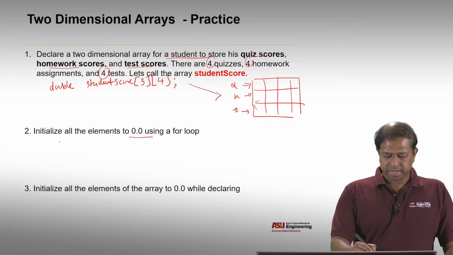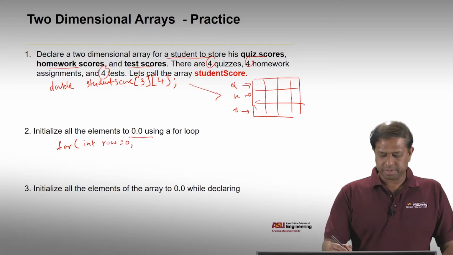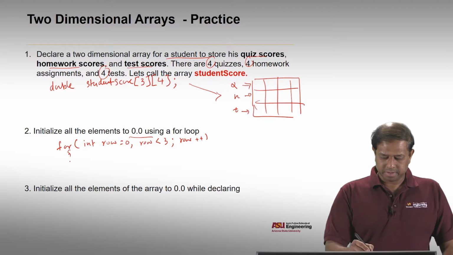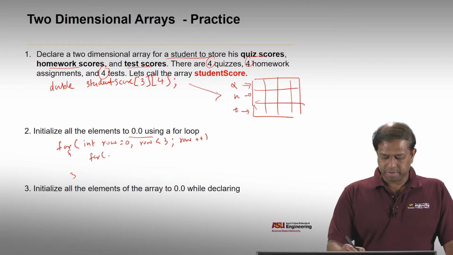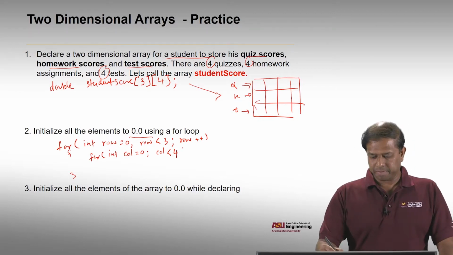Next, suppose we want to initialize all the elements to 0 using a loop. Once we declare it, we can write a nested for loop. For int row, row starts from 0, that's the first row, and row less than 3, we have 3 rows, 0, 1, 2, and then row plus plus. Inside this, we need to initialize each column for the row. So we have for int column, column starts from 0, column less than 4 because we have 4 columns, and then column plus plus.